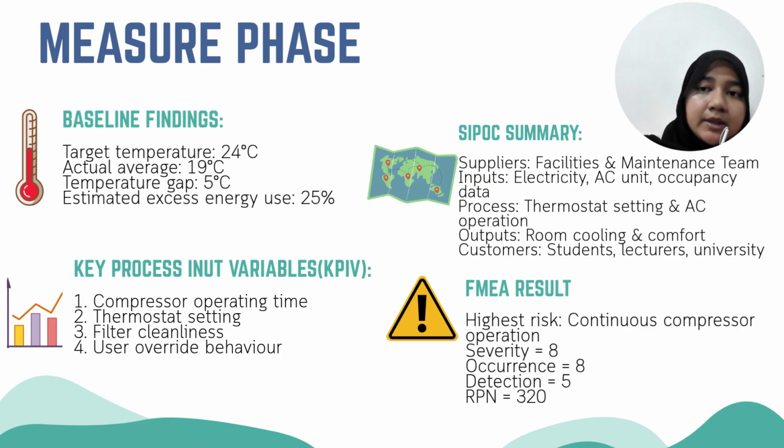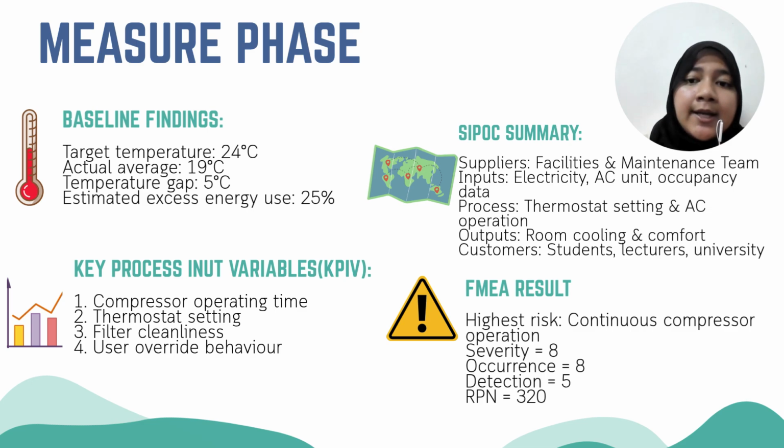I will present the measure phase of our Six Sigma project. The purpose of this phase is to understand the current condition of the air conditioning system and find the main cause of energy waste. First, we collected the data from the selected lecture room. We found that the target room temperature is 24 degrees Celsius, but the actual average temperature is only 19 degrees Celsius. This means the room is about 5 degrees colder than required. Because of this overcooling, the air conditioning system used more electricity than necessary. We estimate the energy use is about 25% higher than normal.